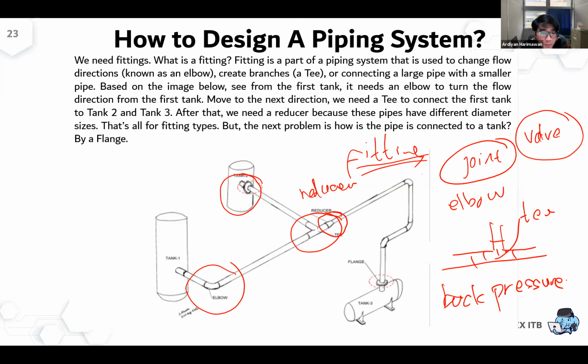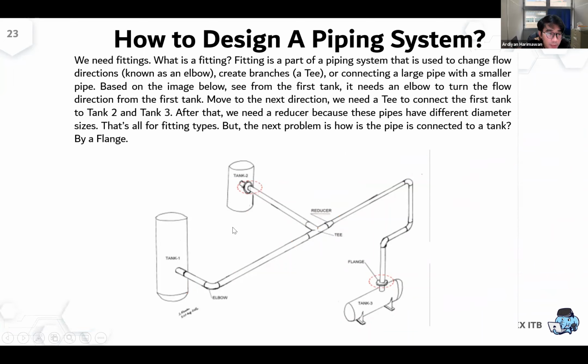So, for example, we want to flow the liquid from tank 1 to tank 3, and because the pressure is higher at tank 1 compared to tank 3. But maybe in some condition, the pressure at tank 3 might become higher and it will flow back, or we call it back pressure. If we do not want this flow to happen, then at some point we need to install what we call a check valve.